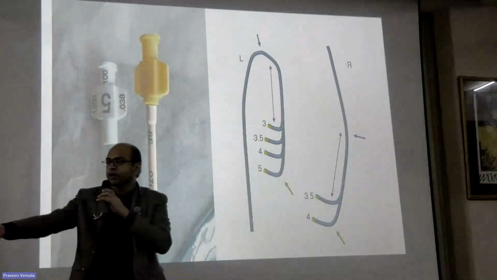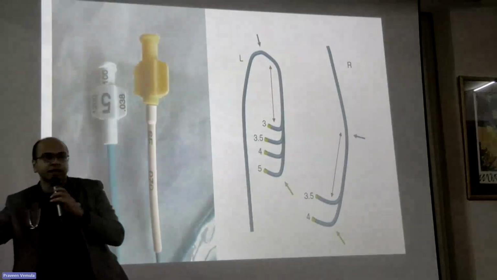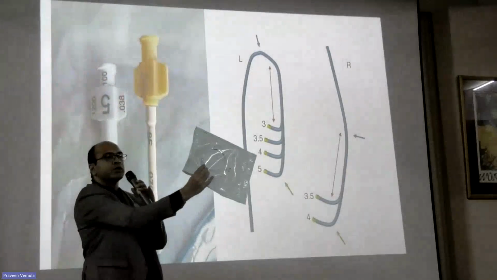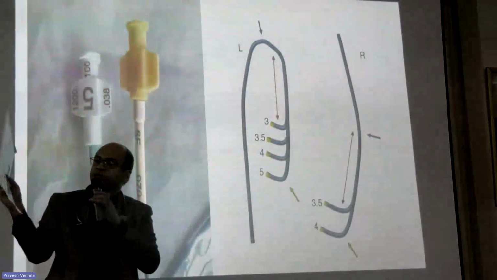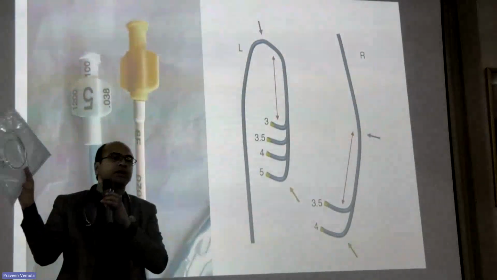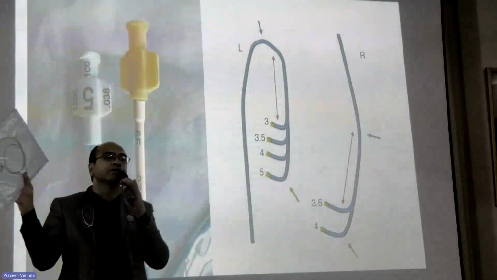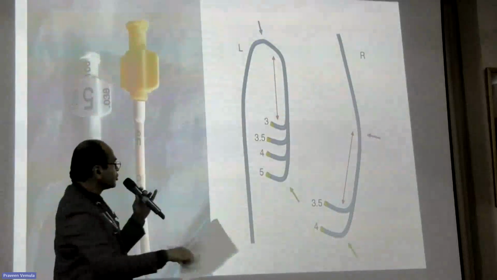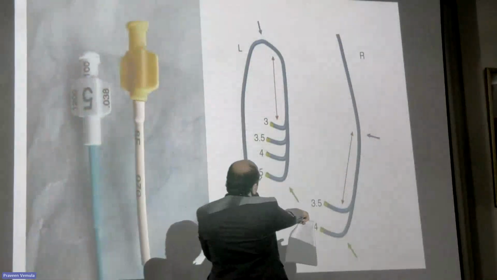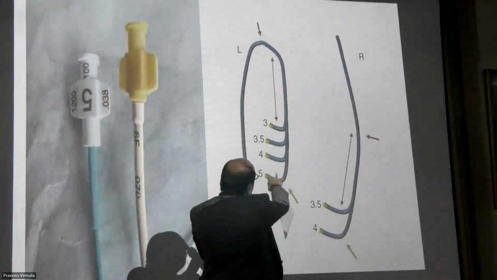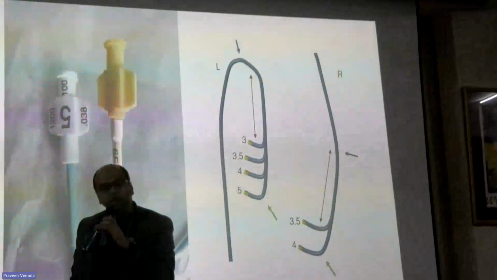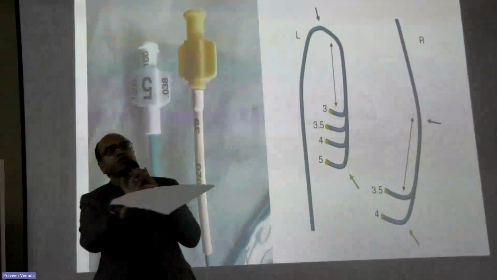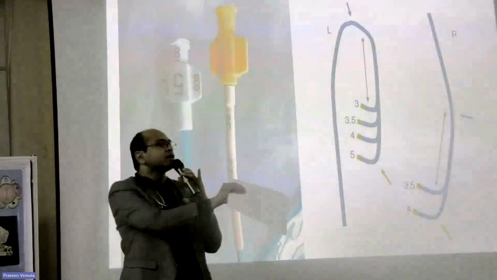When you say 3.5 on this guide, supposing I show you a JL guide and I say this is 3.5, what does that mean? It means the distance from your entry point here, your primary to secondary curve, is 3.5, is 35 millimeters. That's what it means. So that is what sits on the back wall of the aorta. That's what gives you support to go inside. Otherwise, it's not a great guide.